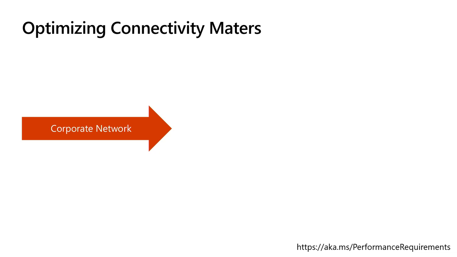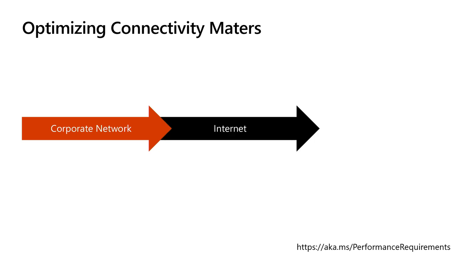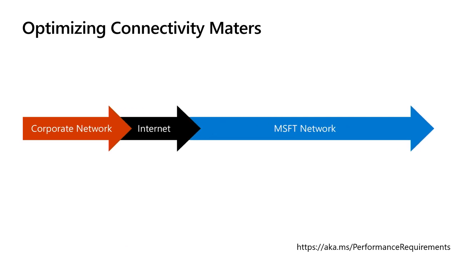Okay, so when you're thinking about voice, most people think about it this way. They go, making a phone call, it'll go out the corporate network, it'll go out the internet, and finally hits the Microsoft network. But this is wrong. What we want to do is shrink how quickly we're getting outside the corporate network, shrink via peering the internet, and get on the Microsoft network as quickly as possible.